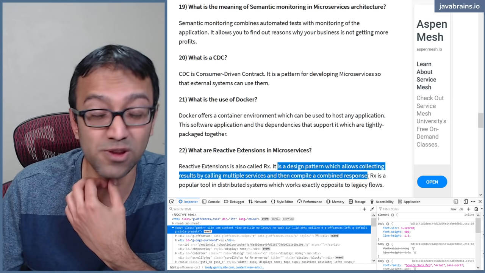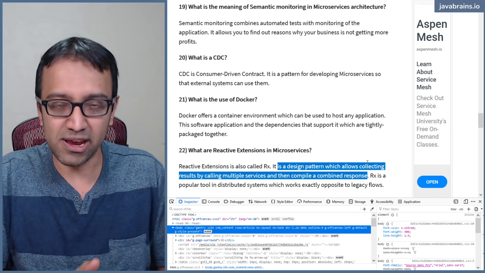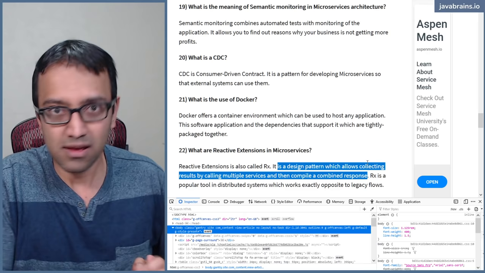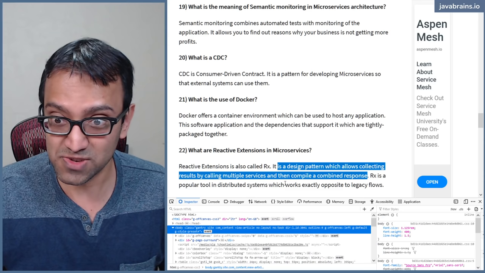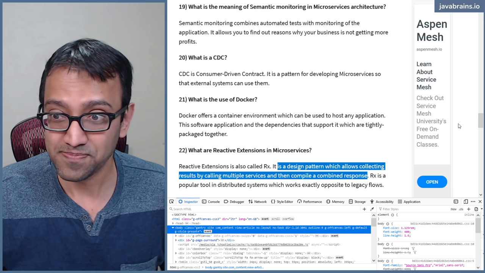It's common for a microservice to call other microservices, get the data, combine it together and send it back. It's got nothing to do with RX, okay? RX is a popular tool in distributed systems which work exactly opposite to legacy flows. No. Don't say this, okay? That's not the right answer.